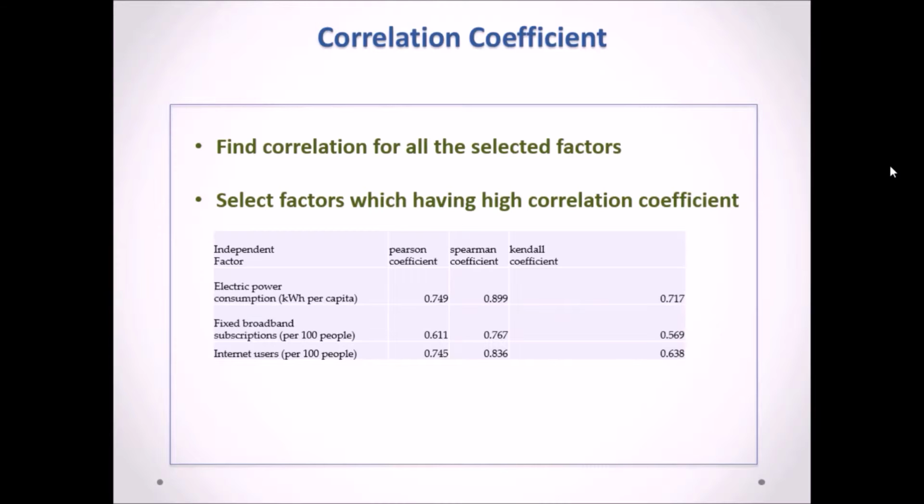After applying these algorithms for factors such as electric power consumption, broadband subscription, and internet users, we got a correlation coefficient of more than 0.6. Based on these results, we finalize these three factors as major influencing factors for GDP per capita.